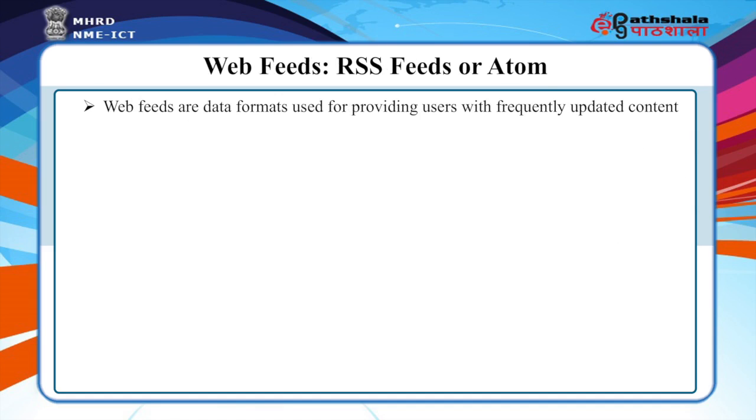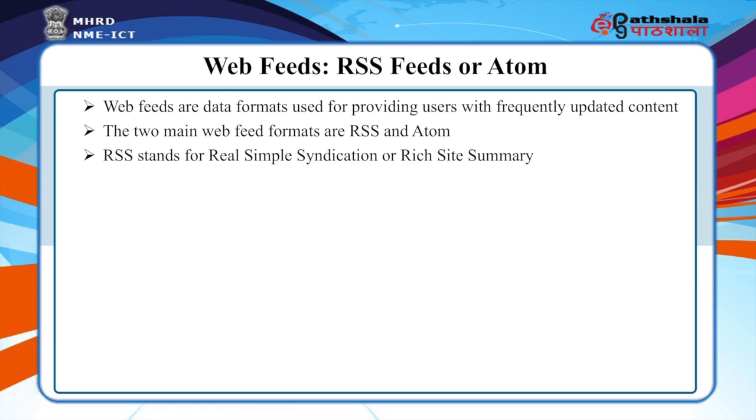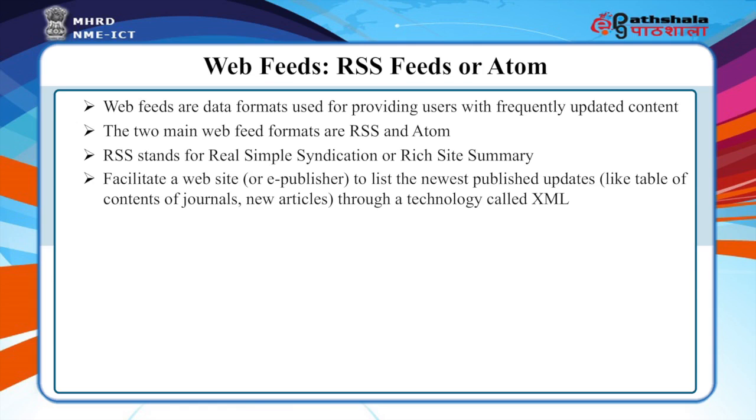Web feeds are data formats used for providing users with frequently updated content. The two main web feed formats are RSS and ATOM. RSS stands for Really Simple Syndication or Rich Site Summary. It facilitates a website or e-publisher to list the newest published updates, like the table of contents of journals, new articles, etc., through a technology called XML.